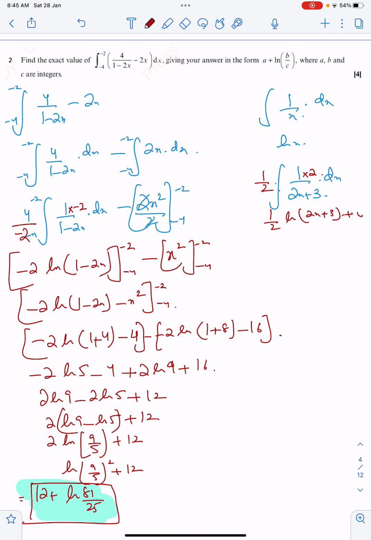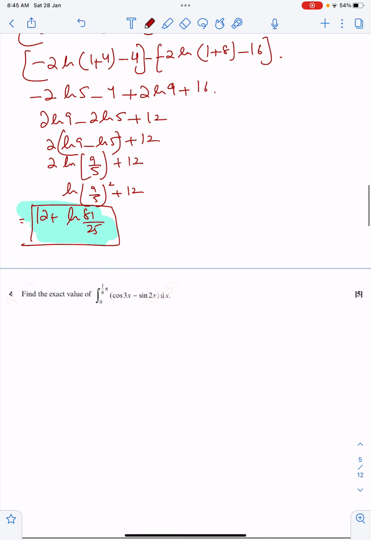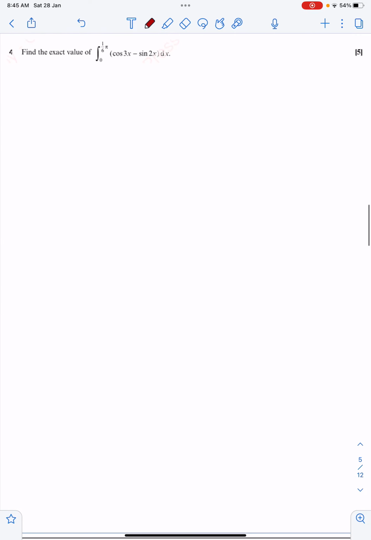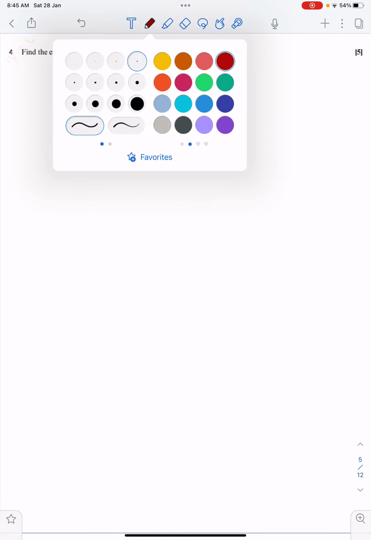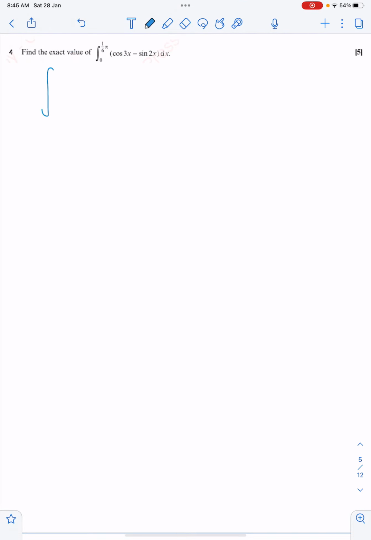Okay, moving on to question number 4. Find the exact value of this. I'm going to integrate this whole thing. Integration of cos we know is sine of 3x divided by 3, and integration of sine is negative cos, so plus cos 2x upon 2. Okay, we've already integrated, so I have to put the boundaries of pi by 6 and 0 here.